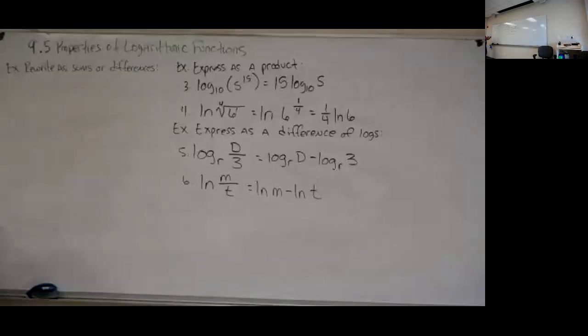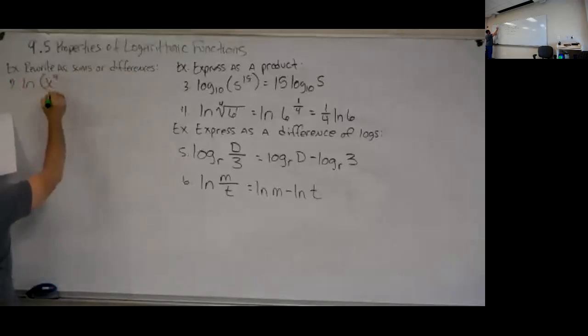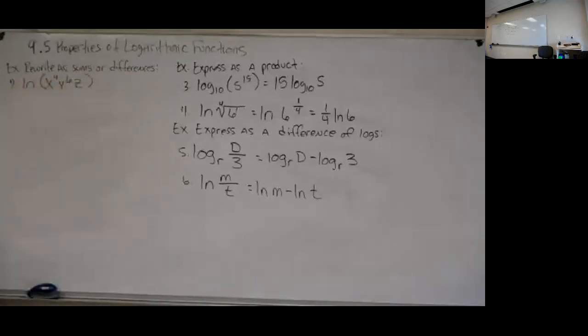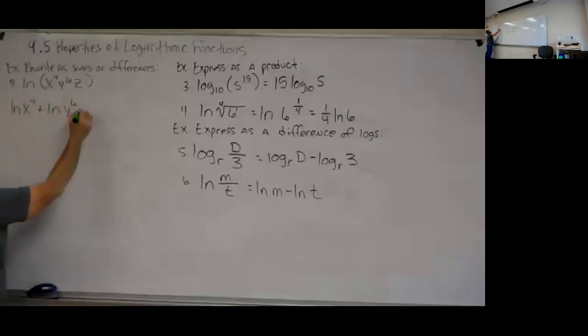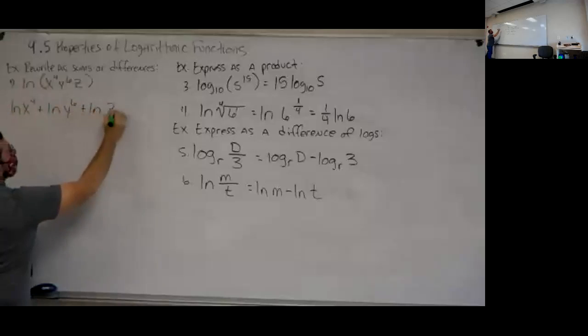So we're going to rewrite it as sums or differences. So they're giving me ln, and in parentheses, x to the 4, y to the 6, z. So let me tell you this, all these are being multiplied. So since they're all being multiplied, I'm going to use the product rule and write them as addition. So I'm going to rewrite all these as addition and distribute the ln to everybody. So you're going to get an ln of x to the 4 plus an ln of y to the 6 plus an ln of z.